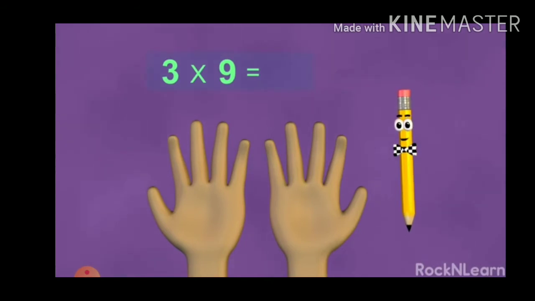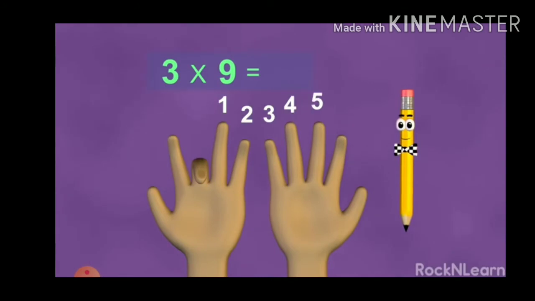For example, to calculate 3 times 9, bend down the third finger. There are 2 fingers to the left of the bend and 7 fingers to the right. So the answer is 27.